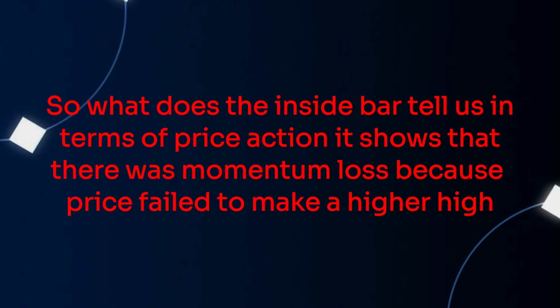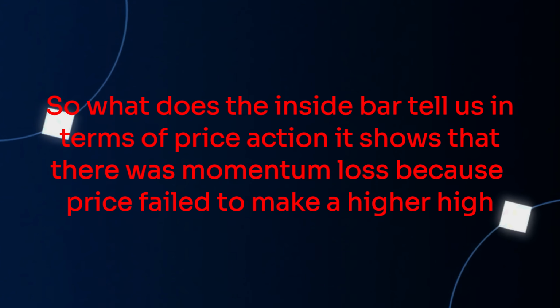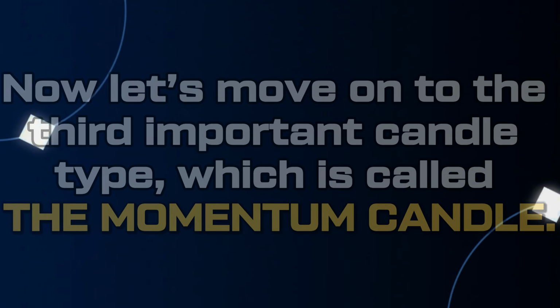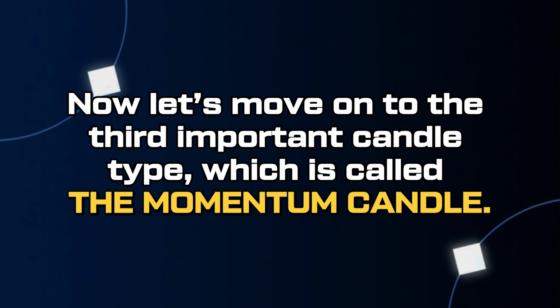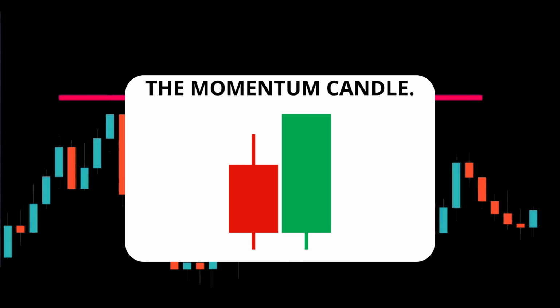So what does the inside bar tell us? In terms of price action, it shows that there was momentum loss because price failed to make a higher high. Now let's move on to the third important candle type, which is called the momentum candle. A momentum candle is a candle that has a larger body compared to the previous candles, showing that strong buying or selling pressure is entering the market.